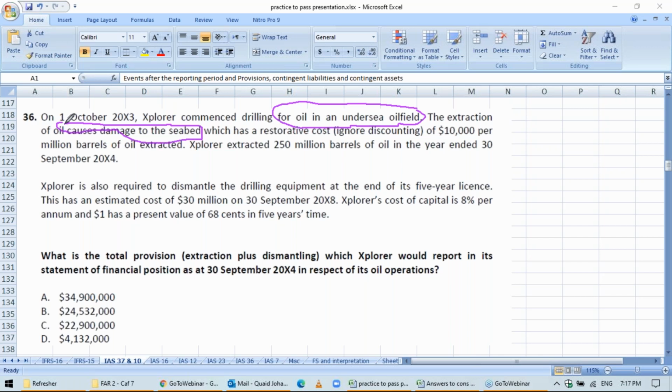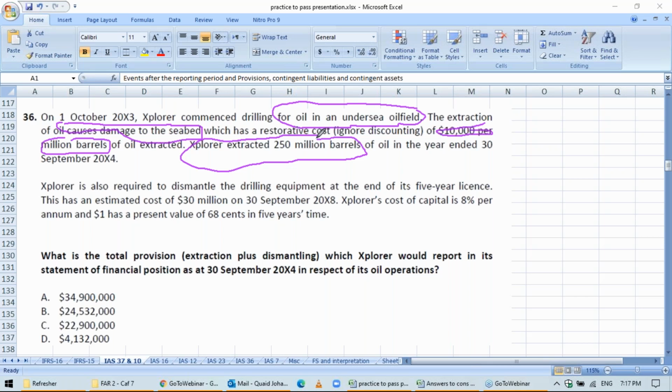So once they keep extracting more oil out of the oil field, the more the damage will take place to the seabed. Now, what happens? The restoration cost is 10,000 per million barrels, and they have extracted how many? Till now, they have extracted 250 million barrels. So now there is a question: can this company Explorer avoid paying 10,000 per million barrels for these 250 million barrels? It cannot.